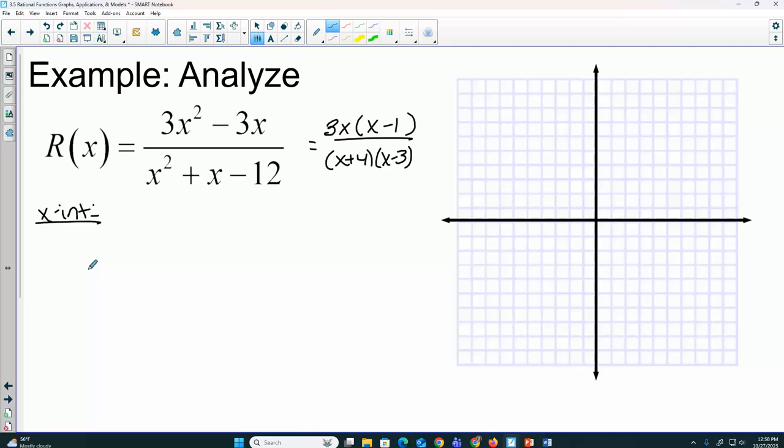x-intercept. So x-intercept is asking where does your graph hit the x-axis. To find it, you plug in a 0 for y, which is really just saying when does the top of this fraction equal 0. So that would be at 0 and 1. So I hit my x-axis twice, 0 and 1.